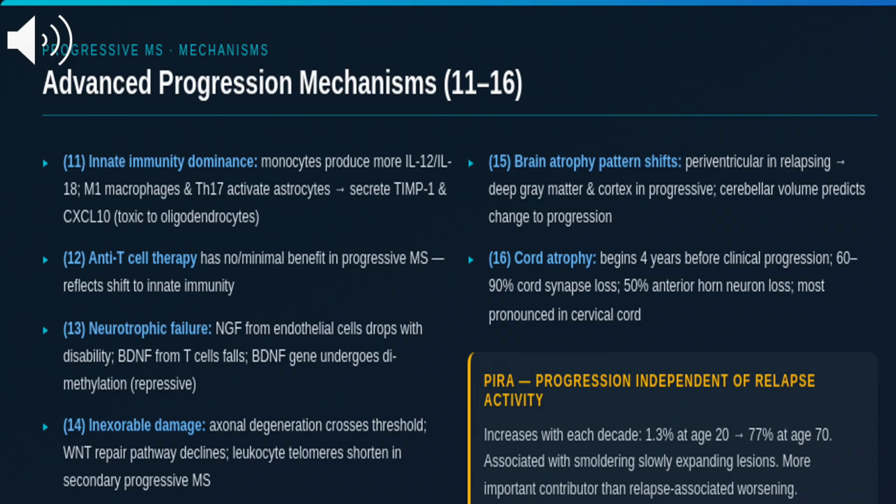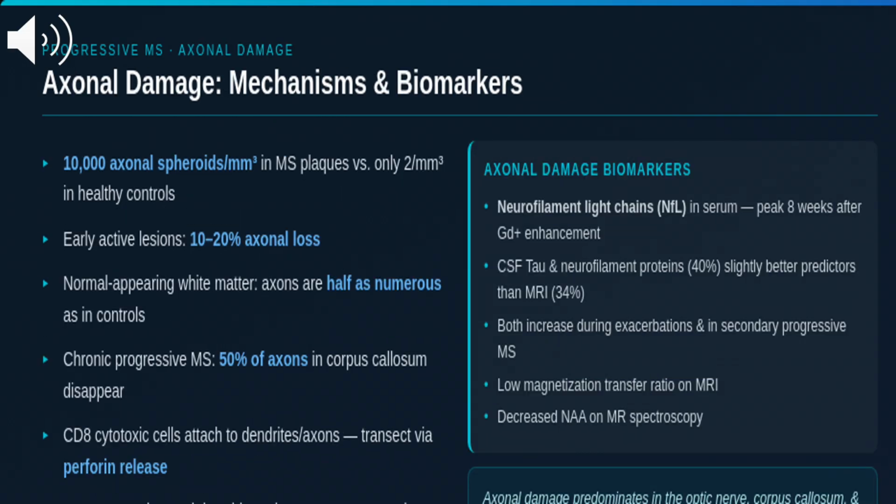PIRA, progression independent of relapse activity, deserves special emphasis. It increases dramatically with each decade after disease onset, only 1.3% at age 20, but 77% at age 70. Early PIRA is associated with faster overall progression and is the dominant contributor to disability in older patients, more important than relapse-associated worsening in most cohorts. Axonal damage is the primary substrate of permanent disability in MS, and it begins far earlier and is far more extensive than clinical symptoms would suggest.